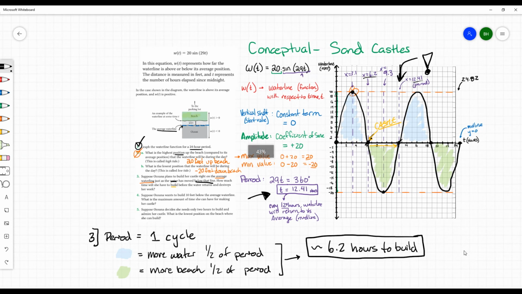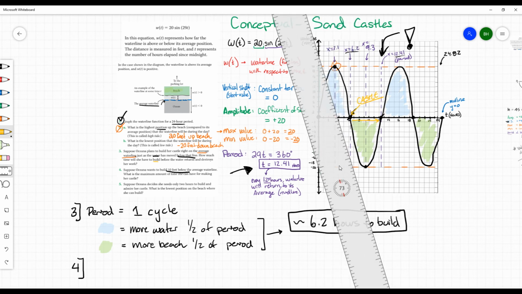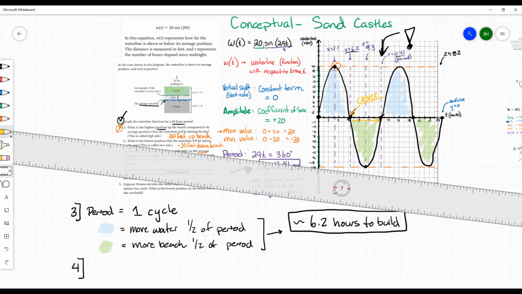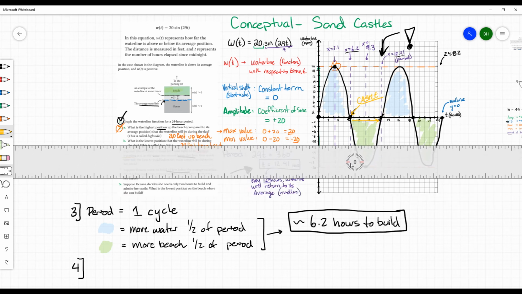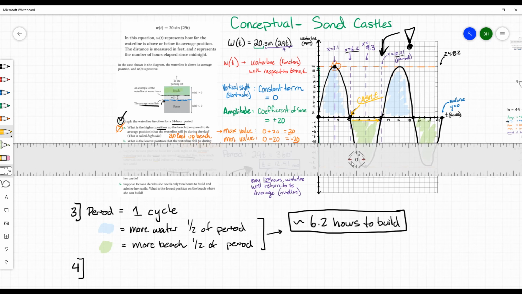Okay, we're going to use this same methodology to answer the next couple questions here, starting with number 4. Number 4 says, suppose Oceana wants to build 10 feet below the average water line. So now Oceana is looking at a different type of problem. I'm going to take my ruler out here just to help me sketch, and she wants to be at 10 below the water line. Oceana's pretty smart because she's not going to build anything above the water line, right? Then that means that she has less room to build a sandcastle.